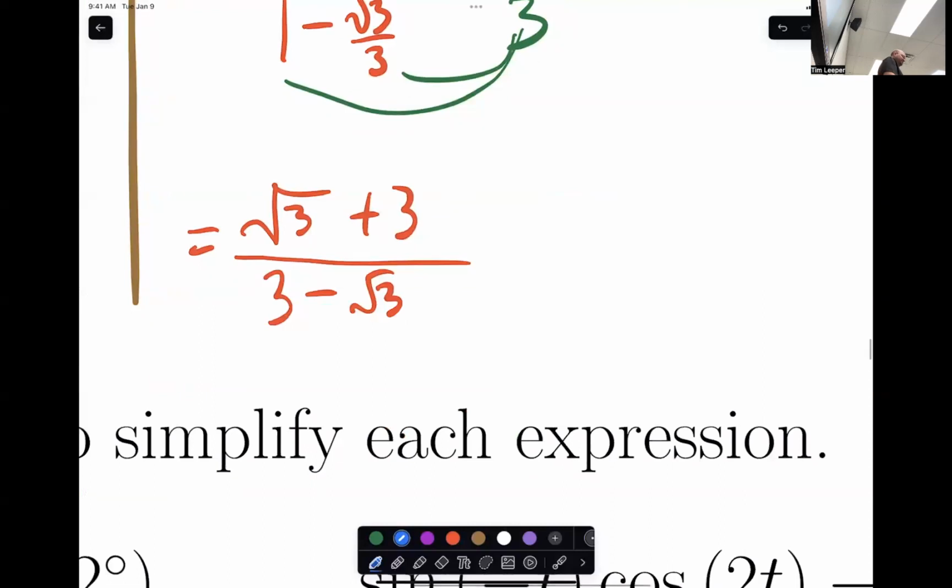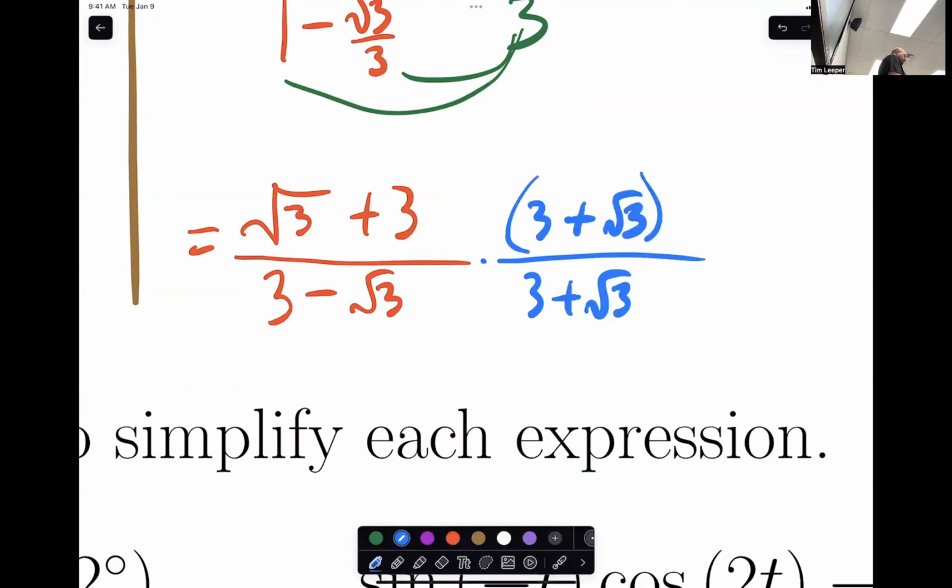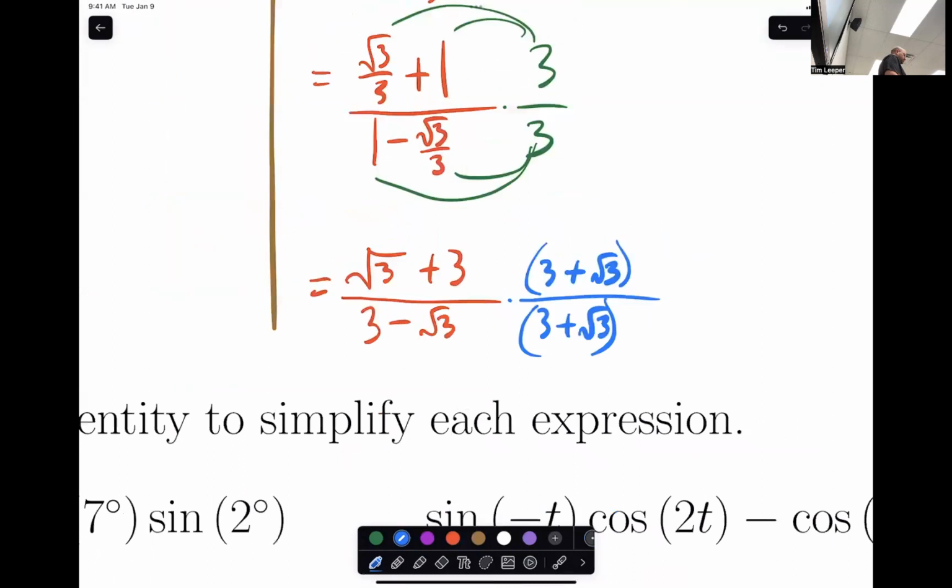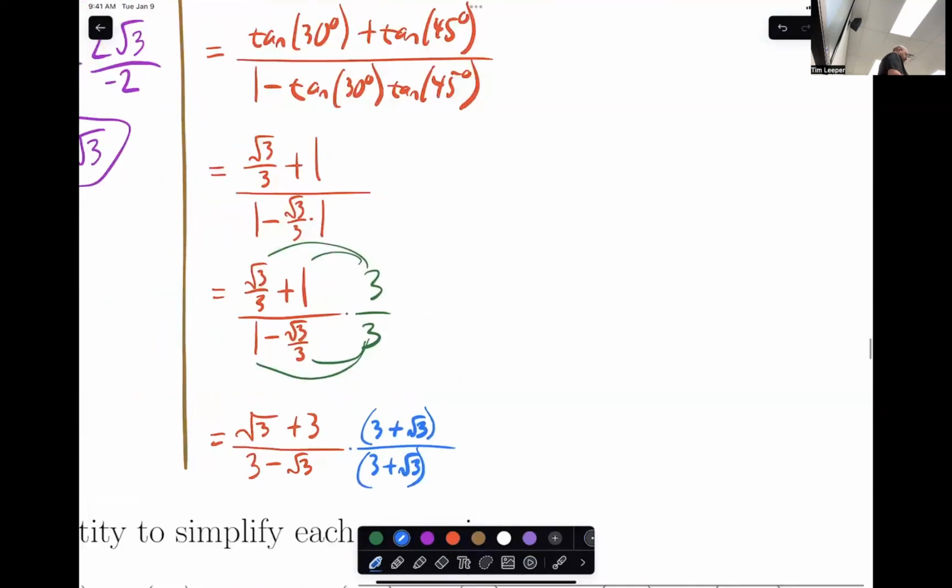Okay, so 3 minus square root of 3 is the denominator. What's the conjugate of the denominator? 3 plus square root of 3. Good deal. So we're going to multiply both the numerator and the denominator by 3 plus the square root of 3. So when we multiply all this out, what is that going to give us?